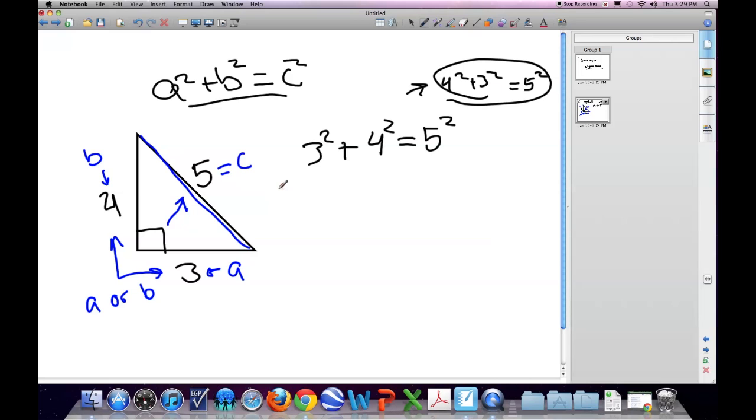So let's solve this equation. 3 squared equals 9, plus 4 squared, 16, equals 25. Sorry about that. Let's add 9 and 16, which equals 25, which is equal to 5 squared, which is 25. So this Pythagorean theorem works, but it only works with right angles. So let's try another one.